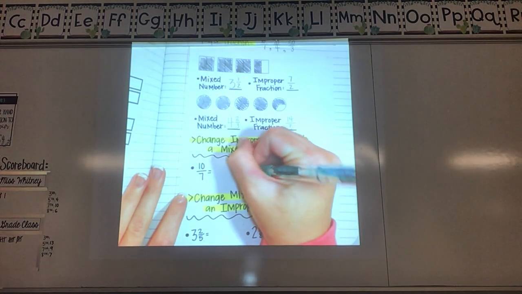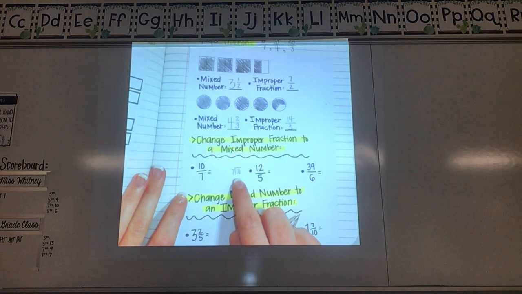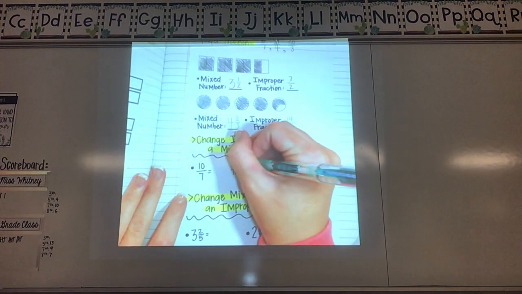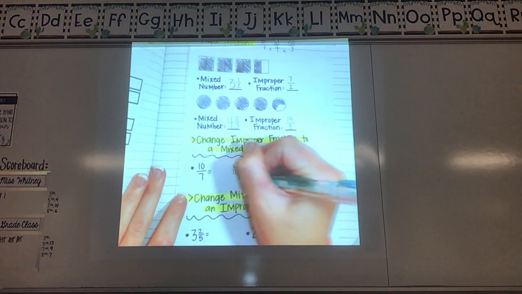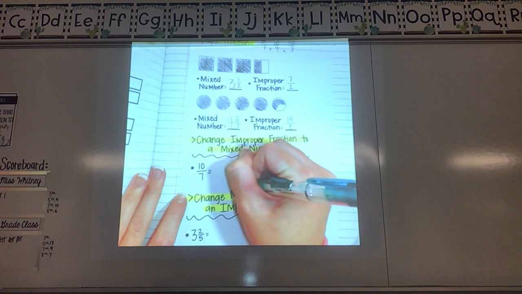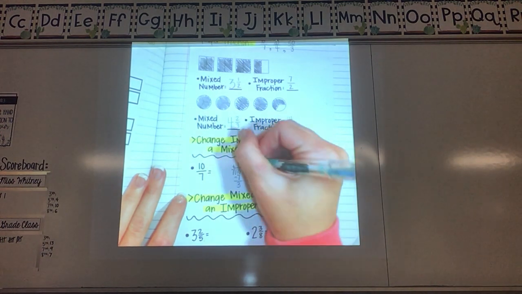So I'm going to take 10 divided by 7. 7 will go into 10 how many times? Once. 7 times 1 is 7. Subtract those, I get a 3. I don't have anything to bring down, so that 3 becomes my remainder.